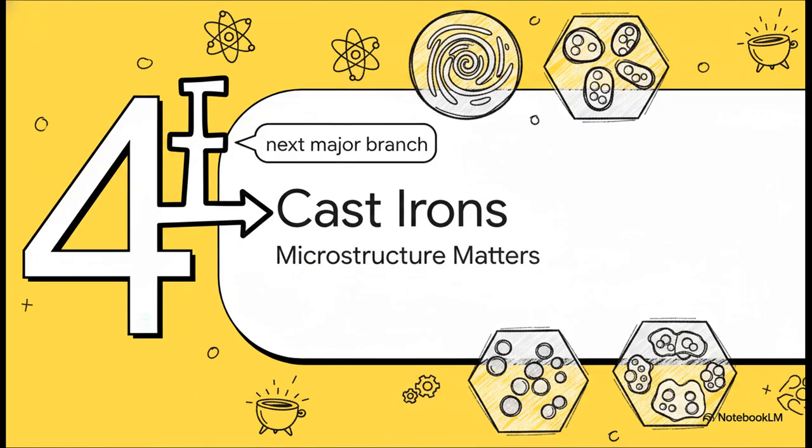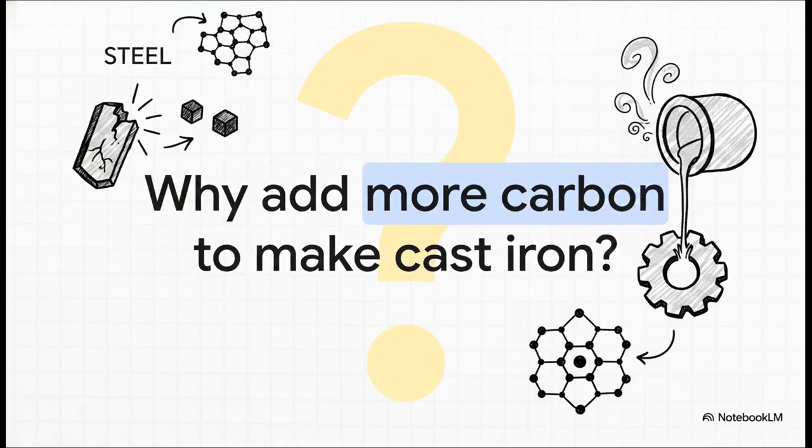All right, Section 4, Cast Irons, Microstructure Matters. Okay, let's jump over to the next major branch of the ferrous family tree. And right away, we hit a fascinating paradox. Think about it. If we literally just learned that pushing carbon content higher makes steel incredibly hard and brittle, why on earth do we push the carbon content even higher, typically between 3.0 and 4.5%, to make cast iron? Wouldn't that just make it utterly, uselessly fragile?